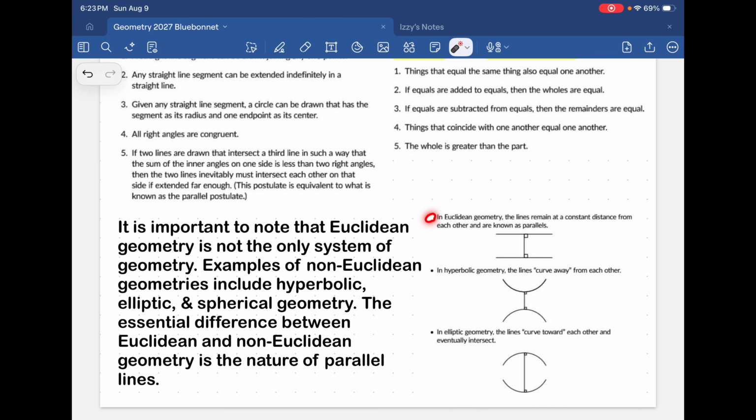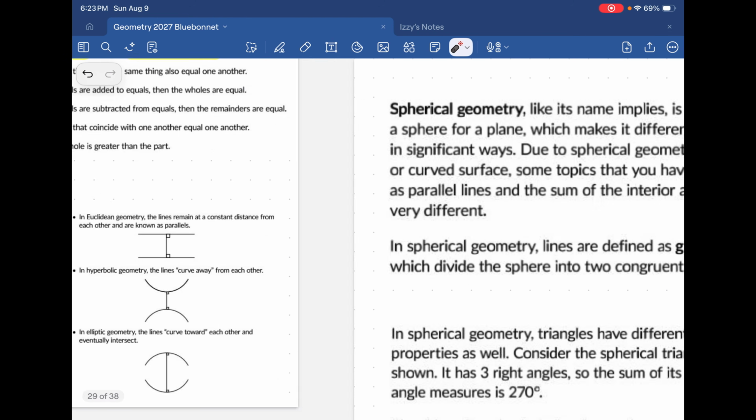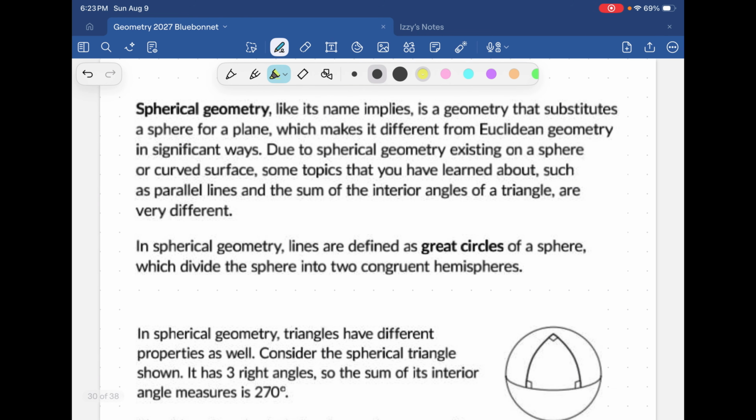Here in Euclidean geometry, lines that remain a constant distance from one another are known as parallels. So these would be considered parallel lines. However, in hyperbolic geometry, the lines curve away from one another when they are parallel. And in elliptic geometry, the lines will curve towards each other. Now, those 2 geometries are not as widely studied as spherical geometry.